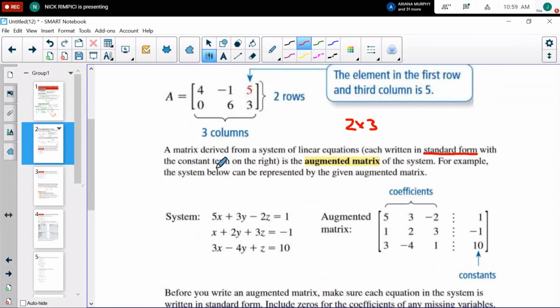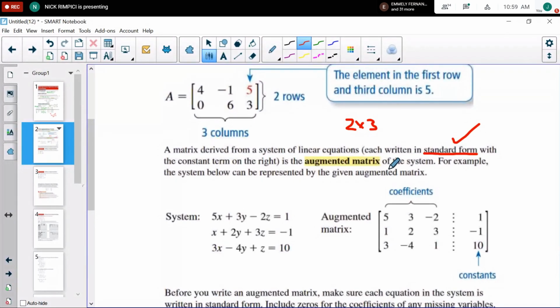For example, the system below can be represented by the given augmented matrix. We saw this yesterday, and yesterday I gave you all systems that were already in standard form. That will not be true today. You're going to have to create them on your own sometimes and put them in standard form. Somebody asked me that in class yesterday. I'm not sure if it was this class or my morning class, but I'm going to answer that question in both classes anyway. It's an important question.